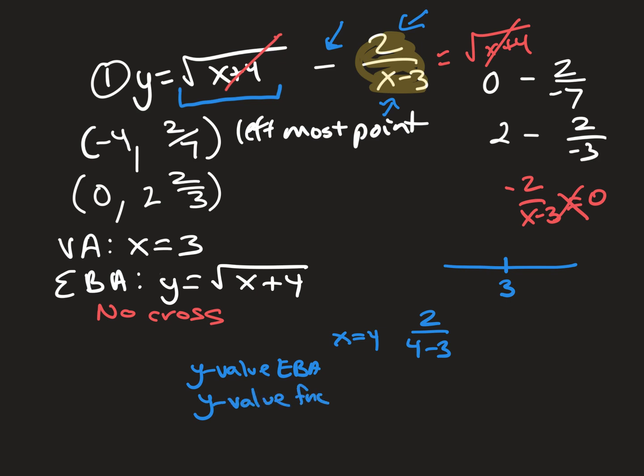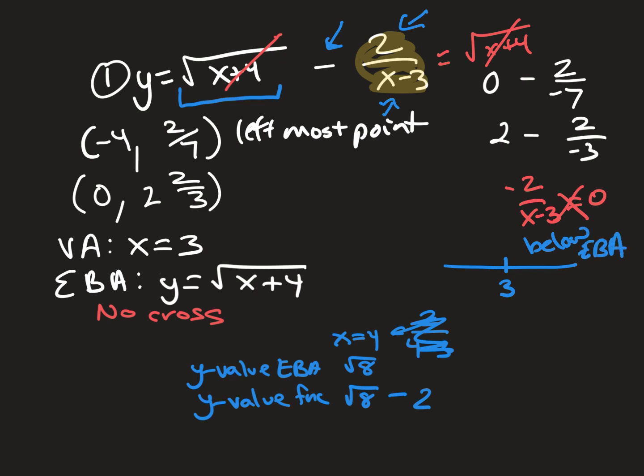The y value of the EBA at x equals 4 will be root 8. But the y value of the function will be that y value of the EBA minus what we just said, 2 over 4 minus 3, which is a positive number, and it's just 2. So notice for values greater than 3, you're going to be subtracting a positive from the EBA y values. So it means that all the y values of the function when x is greater than 3 are going to be below the EBA.